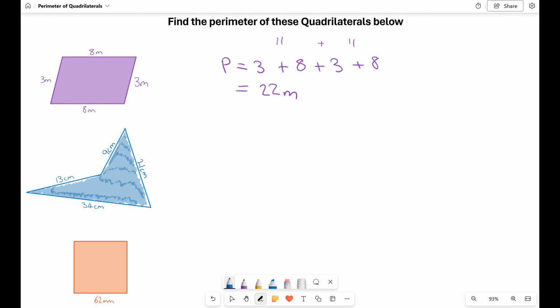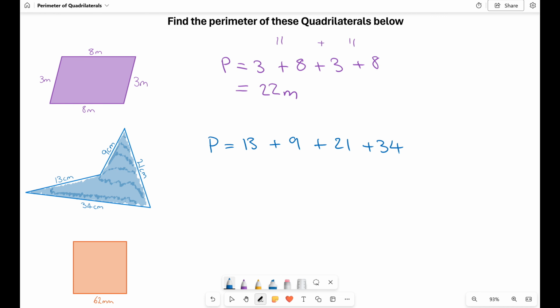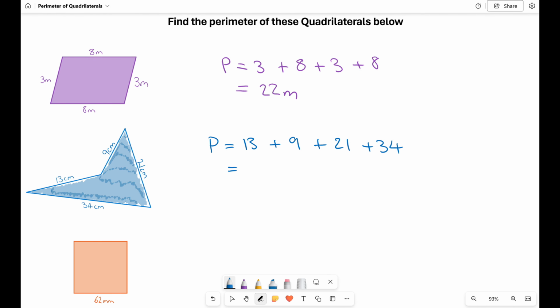Let's look at my funky shape, which looks like a lopsided arrow, but same rules apply. So we're going to add 13 plus 9 plus 21 plus 34. We have 4 numbers here, means we know we've added all the lengths in, and now we're just going to add them up. Remember, you can add them using column method if you don't have a calculator. 13 plus 9 plus 21 plus 34 is 77. And we have centimeters, no squared.